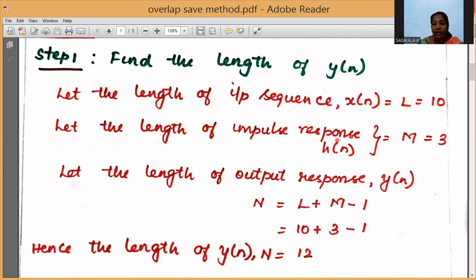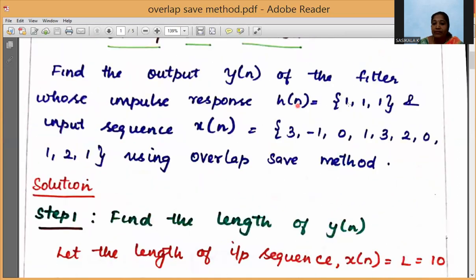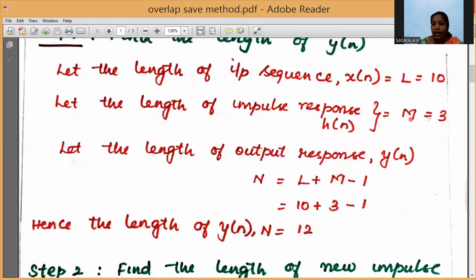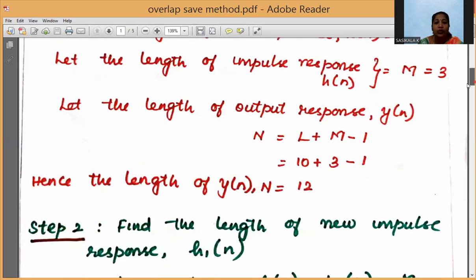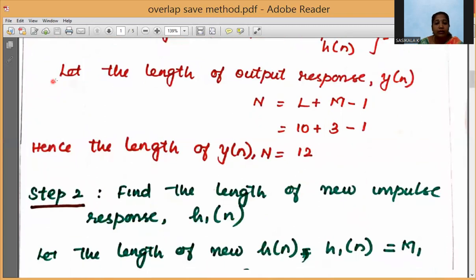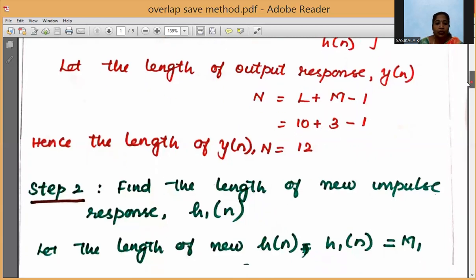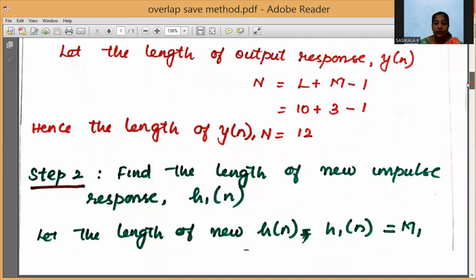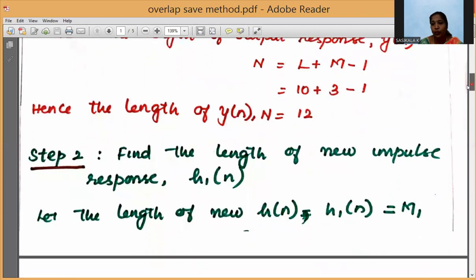Now, let the length of the impulse response h of n be m. h of n is given as 1, 1, 1, which is 3. So m is equal to 3. And now the length of the output sequence y of n is given as capital N is equal to L plus m minus 1, which is equal to 10 plus 3 minus 1, which is equal to 12. So the length of our output sequence y of n should be equal to 12.